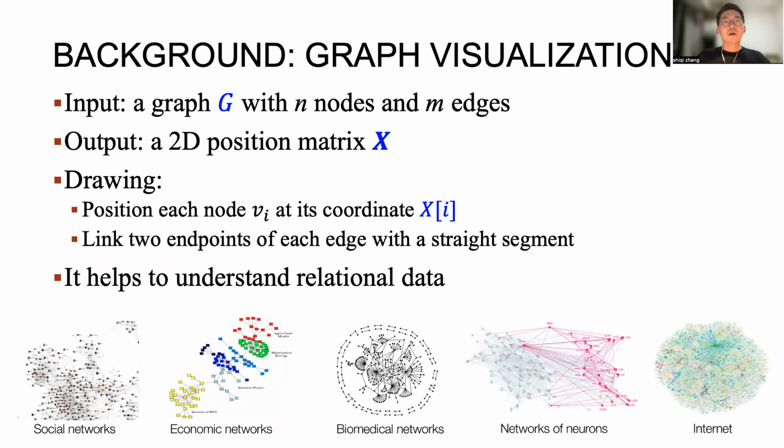Graph structures are found all around us, which consist of nodes and edges that describe relationships between them. Given a graph G with n nodes and m edges, graph visualization aims to generate a position matrix X for G. During the drawing process, the visualization involves laying out each node at its 2D coordinates and linking the two endpoints of each edge with a straight line.